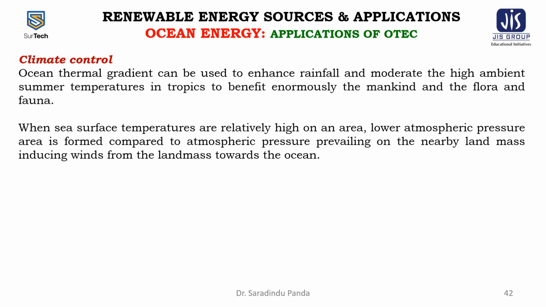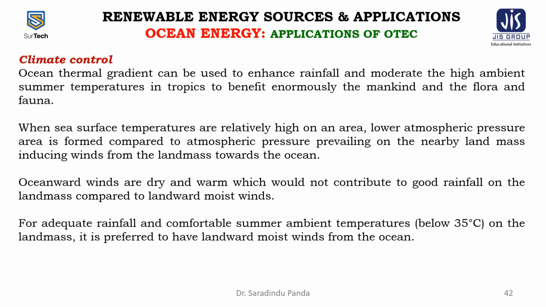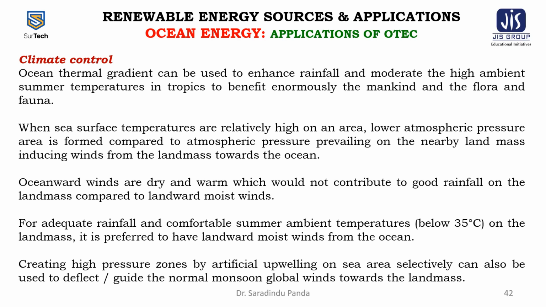When sea surface temperatures are relatively high in an area, a lower atmospheric pressure area is formed compared to the atmospheric pressure prevailing on the nearby land mass, inducing winds from the land mass towards the ocean. Oceanward winds are dry and warm, which would not contribute to good rainfall on the land mass compared to landward moist winds. For adequate rainfall and comfortable summer ambient temperatures on the landmass, it is preferred to have landward moist winds from the ocean. Creating high pressure zones by artificial upwelling on selected sea areas can also be used to deflect or guide the normal monsoon global winds towards the landmass.